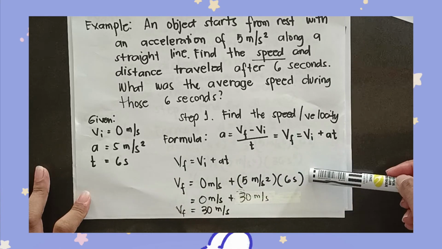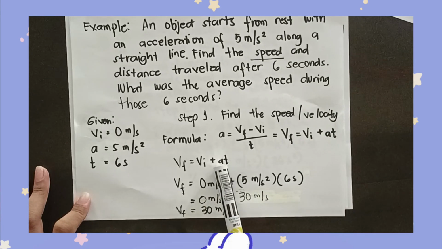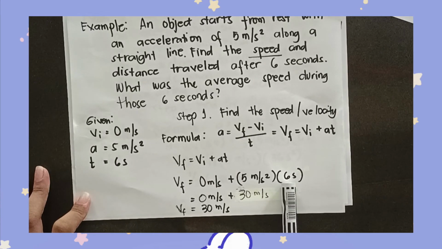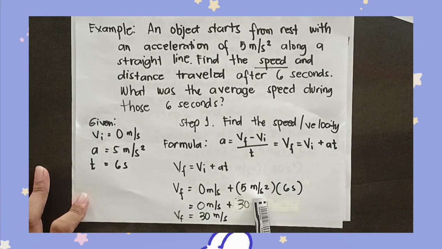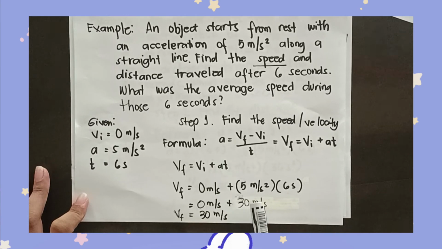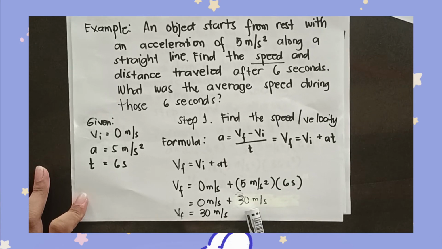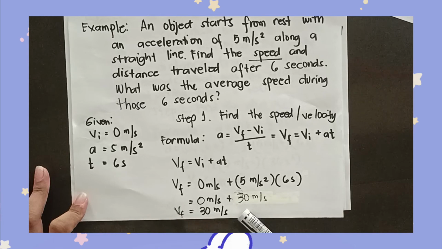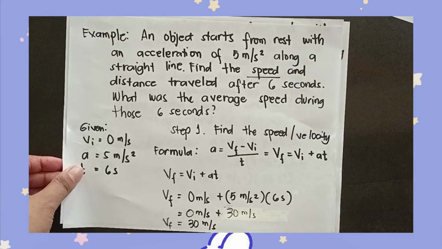So, magkakaroon tayo ng substitution. Initial velocity is 0. Then, ipa-plus po natin si acceleration, which is 5 meters per square seconds, multiplied by time, which is 6 seconds. Then, yan. So, kapag po pinag-multiply natin, remember po walang square ito. So, 5 meters per square seconds times 6 seconds equals 30 meters per seconds. So, yung ating final velocity is 30 meters per seconds. So, ngayon, nahanap na natin yung unang tinatanong.